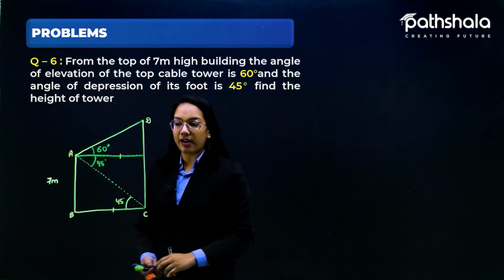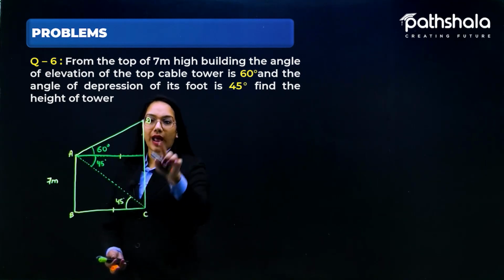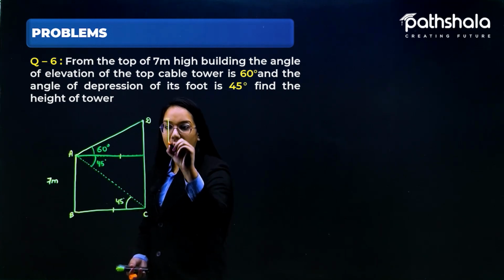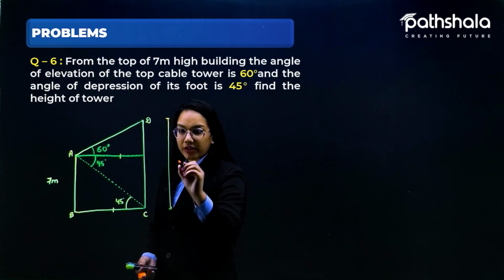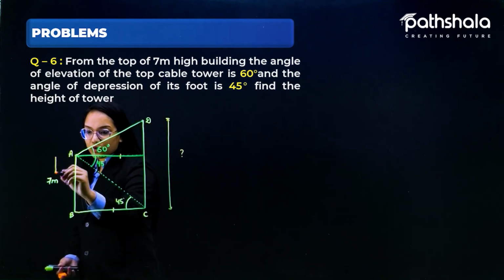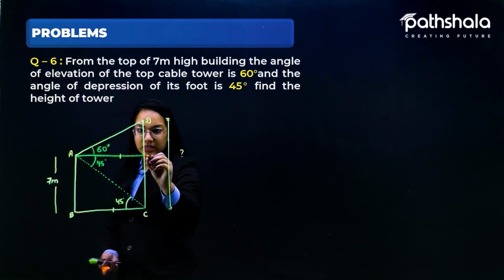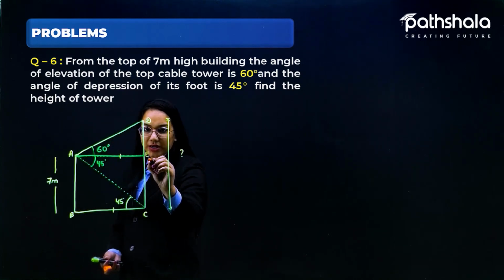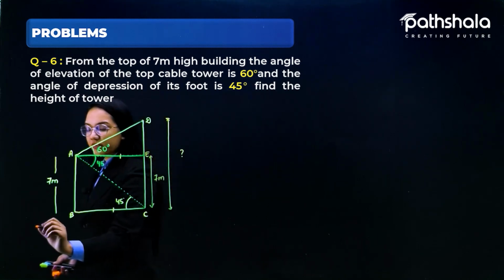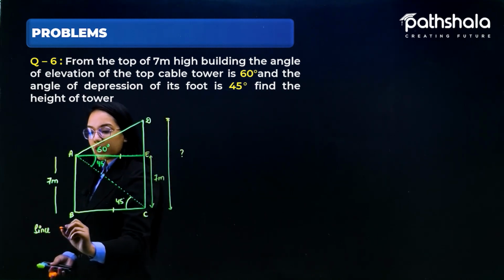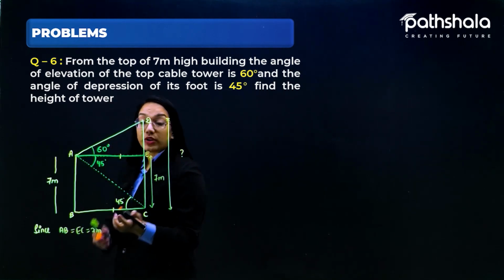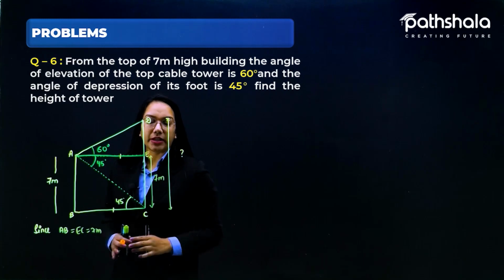After using this angle of depression in such a manner, we can further calculate the values. First of all, we have to calculate the total DC, as we have to find the height of the tower. Here we can see that this AB is 7 meters. So if this is 7 meters, then this is definitely 7 meters. Let us call it E. Since AB is equal to EC, which is equal to 7 meters, as you can see from this diagram.